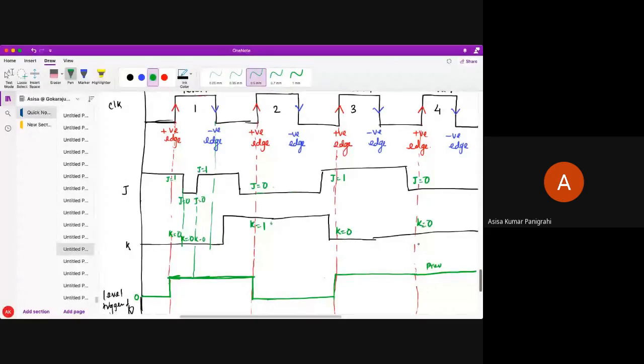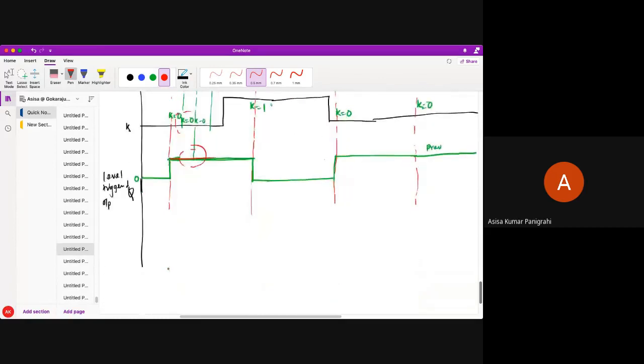If there is any change in this level, then only I am getting a change in my output. Okay, do all of you understand, or any doubt, students? If there is no change in this level, then it just follows the previous value. Similarly, we'll go to the next one, which is positive edge triggered.